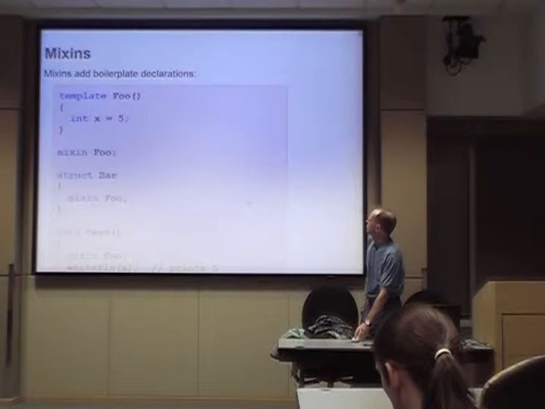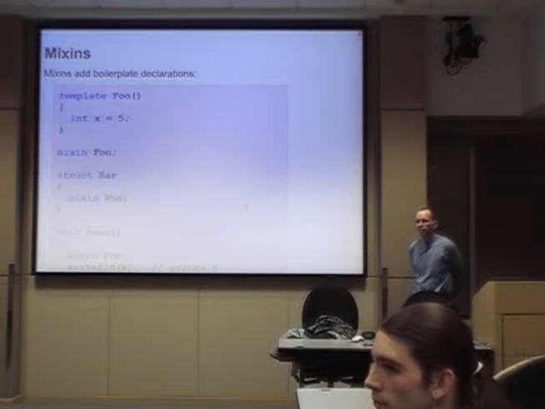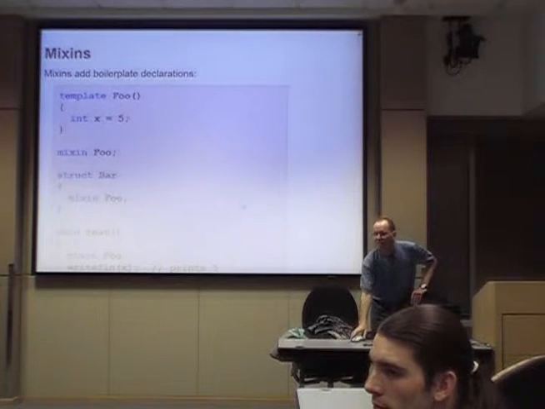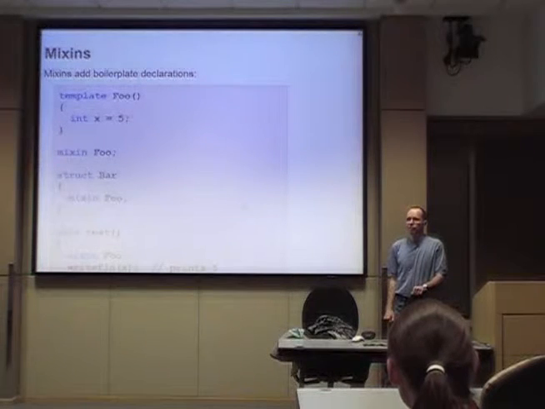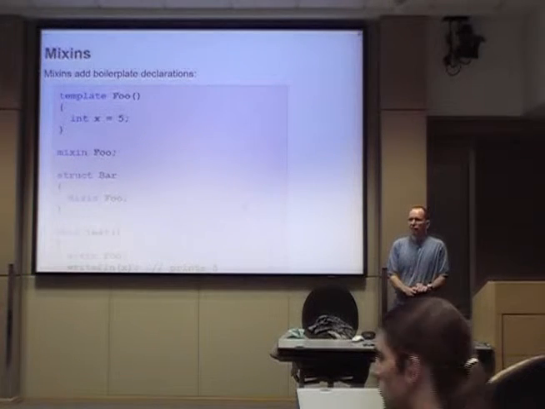Okay, mixins are a variation on, yes sir? About printing, how do you print out custom data types? By function overload. What if it's not defined? If it's not defined, well, then you'll get an overload mismatch. Okay.